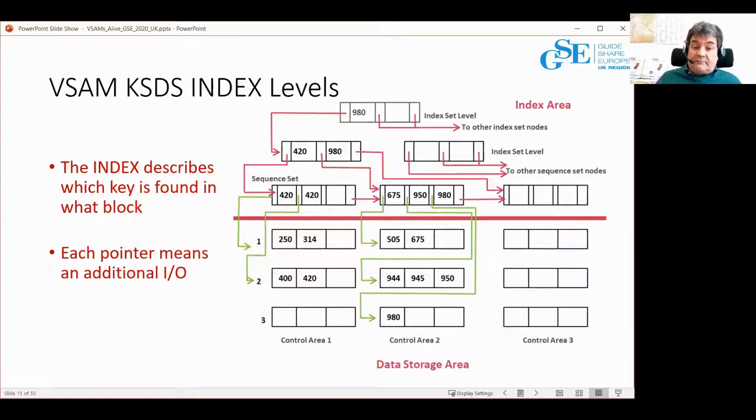The VSAM index is seen here above the red bar. The VSAM index is organized in a so-called sequence set. The sequence set is a list of pointers where every key is listed, not exactly every key. It lists the last key of each block in the dataset. So you have a pointer to each block in the dataset, and a pointer that refers to the high key in this block.